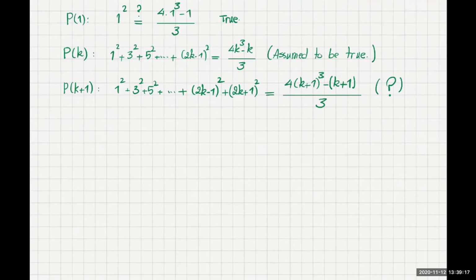This one is assumed to be true. Based on this and my previous math knowledge, I am supposed to show that the left-hand side of this is equal to the right-hand side. Okay, so I start writing the left-hand side.